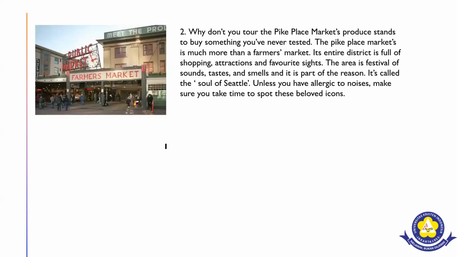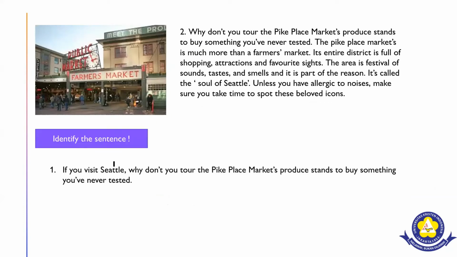Next, Public Market is one of the places you have to visit. If you visit Seattle, why don't you tour the Pike Place Market produce stands to buy something you've never tasted? So this is the suggestion because there is a phrase like why don't you? Okay, do you understand?